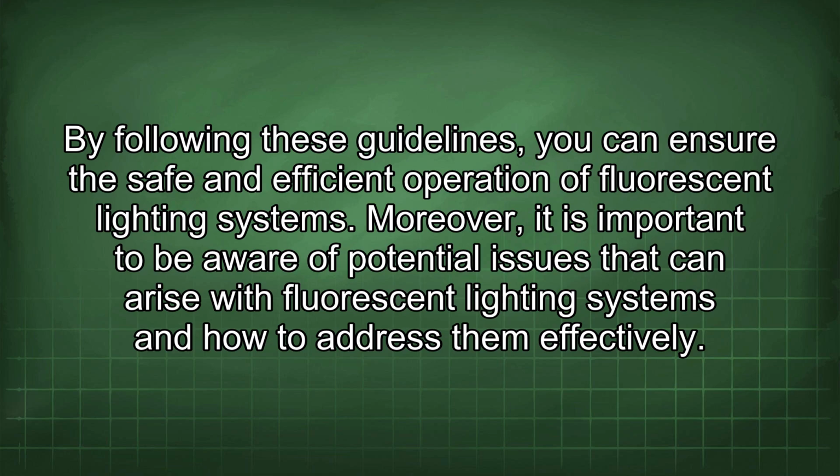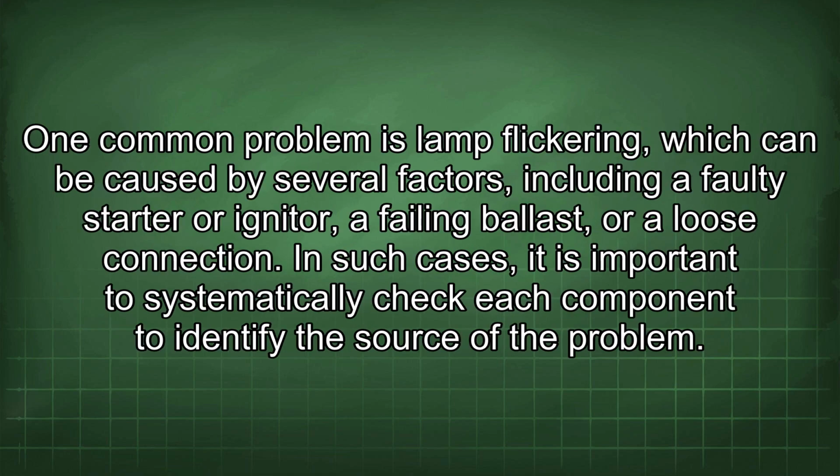Moreover, it is important to be aware of potential issues that can arise with fluorescent lighting systems and how to address them effectively. One common problem is lamp flickering, which can be caused by several factors, including a faulty starter or ignitor, a failing ballast, or a loose connection. In such cases, it is important to systematically check each component to identify the source of the problem.